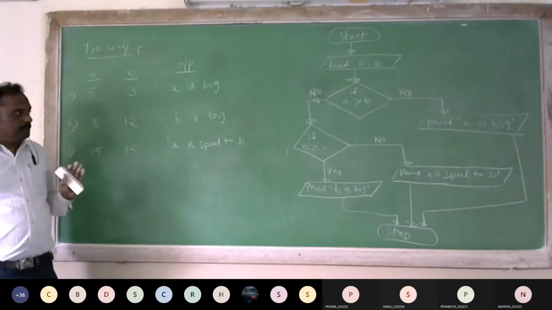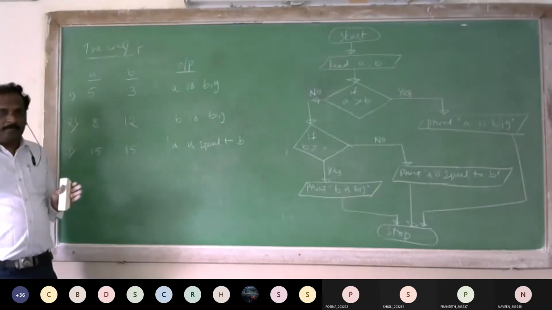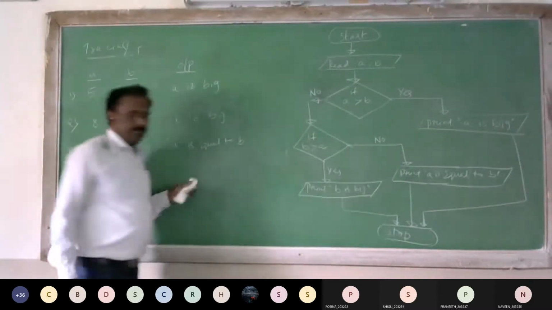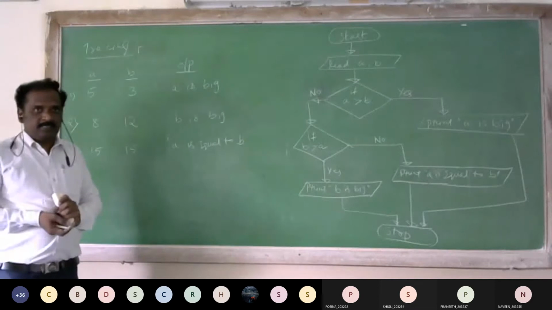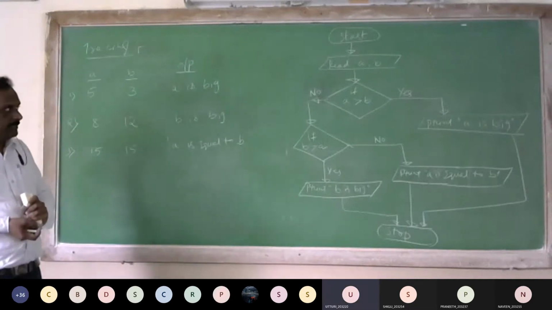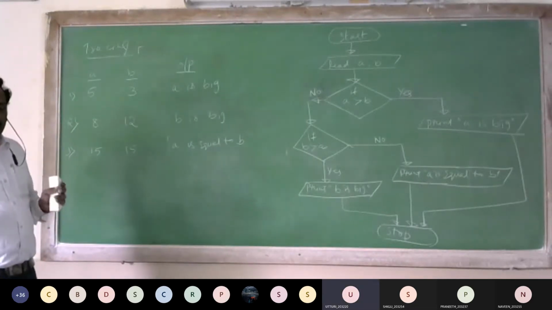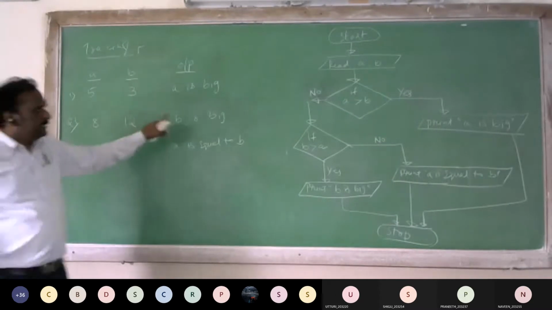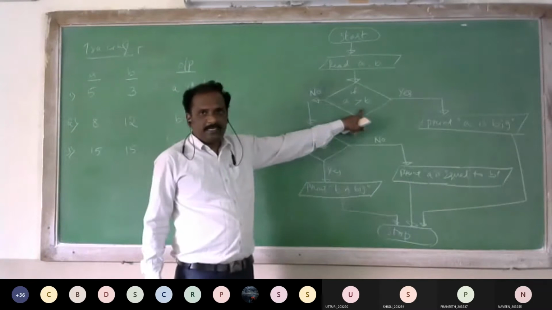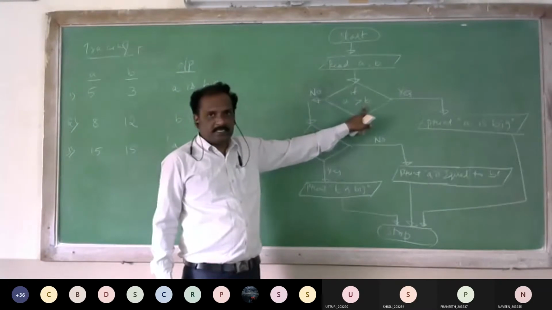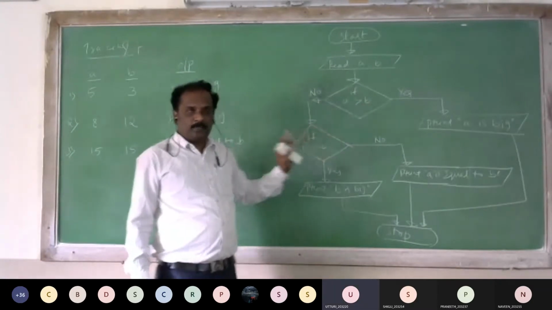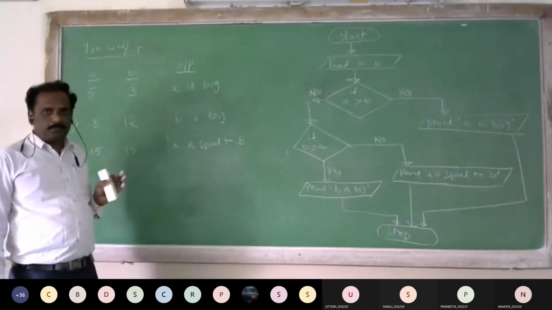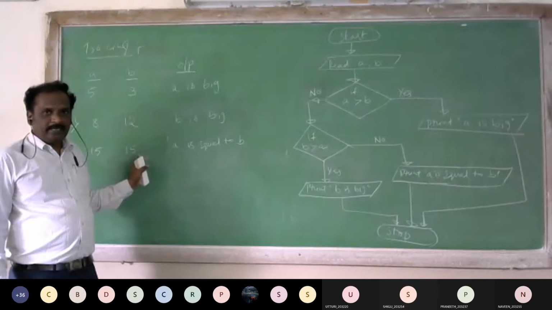So, this is the second problem. Cleared everybody? Anybody having any doubt? Excuse me, sir. Yes? Sir, is using a rectangle mandatory? Rectangle is used only for calculation purposes. Here we are not calculating. Here this is the decision. Decision means rhombus. Only for calculation purposes we need to use a rectangle, like C is equal to A plus B in the last problem. Anybody having any doubt still?